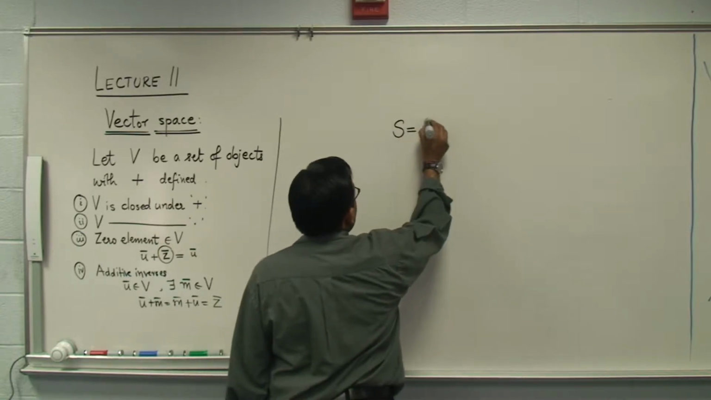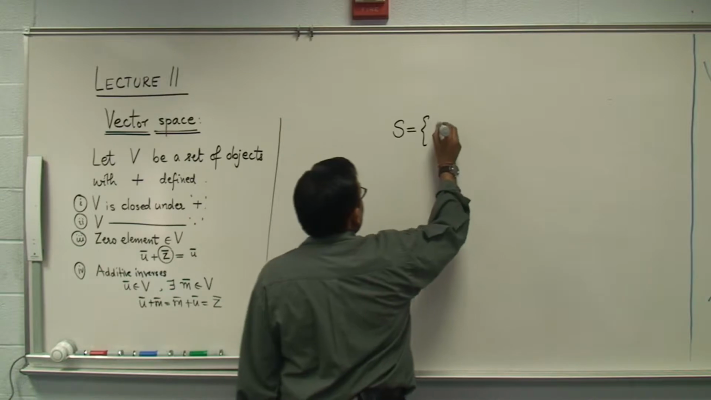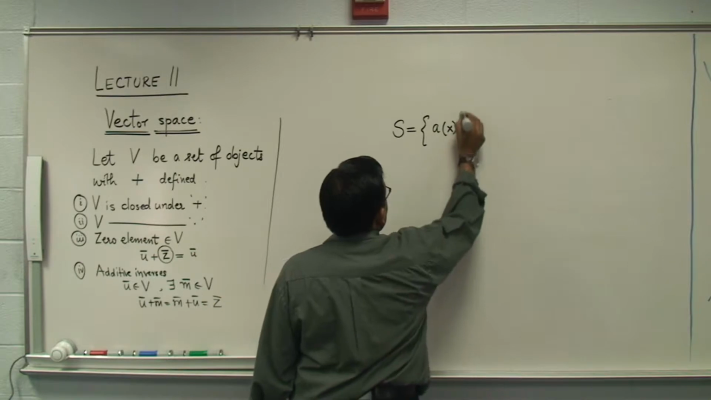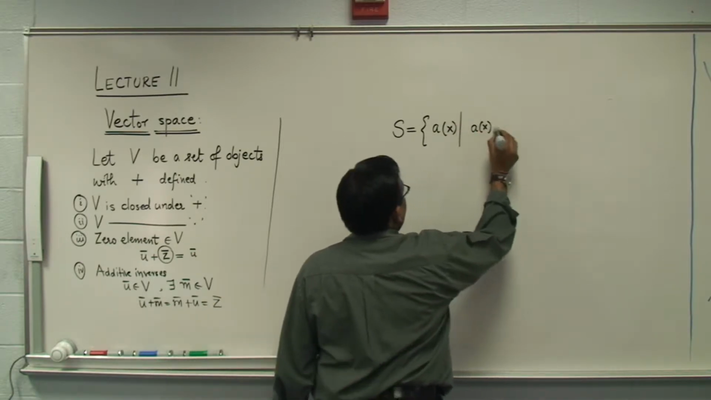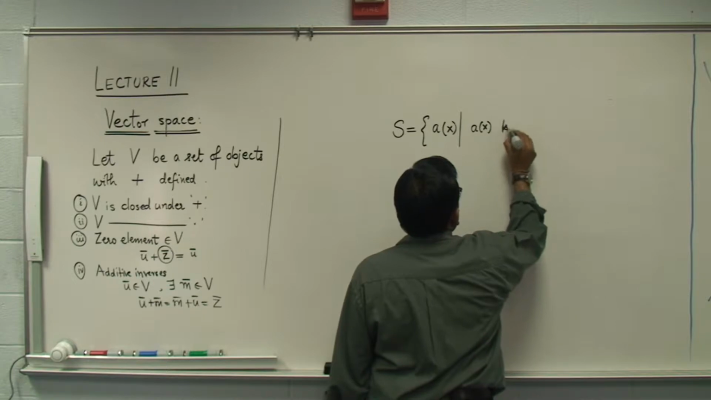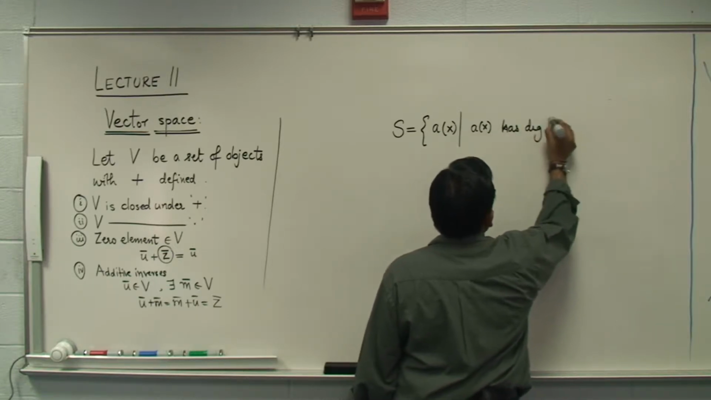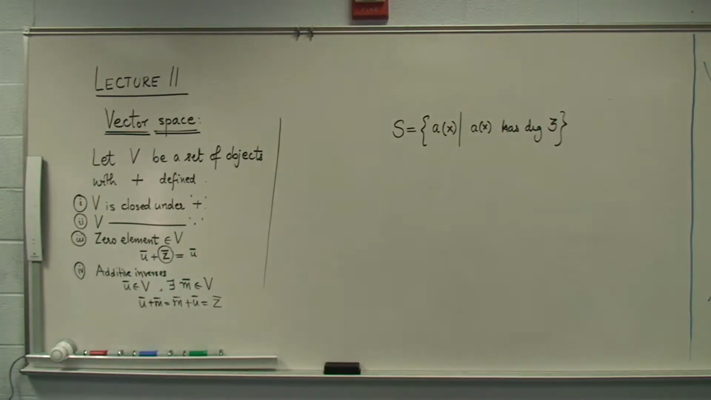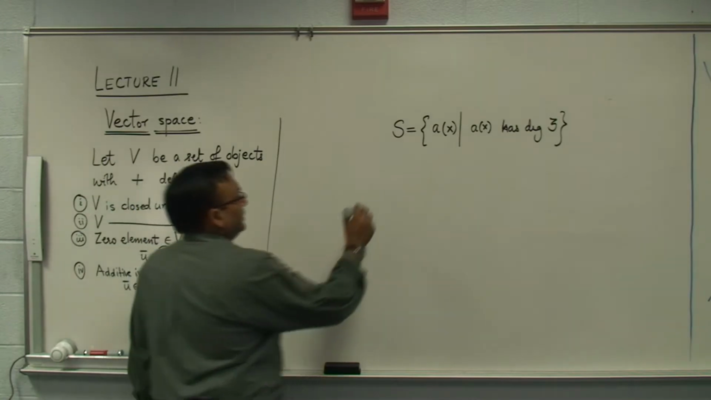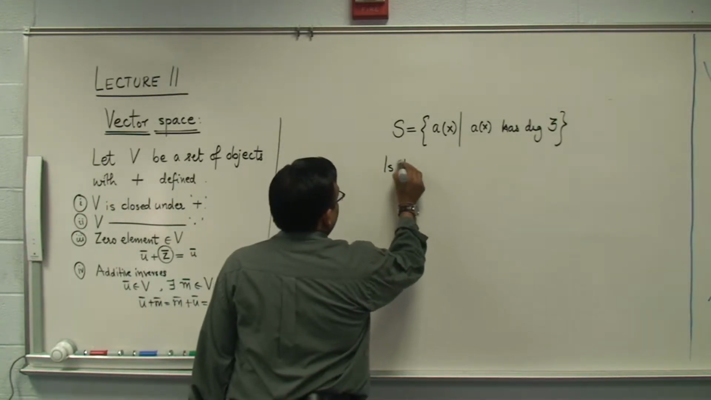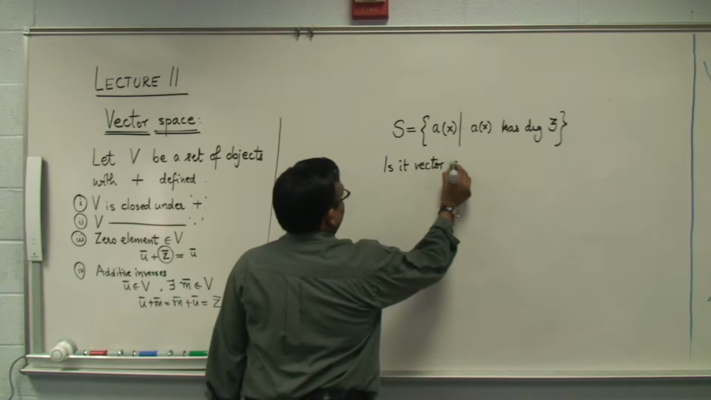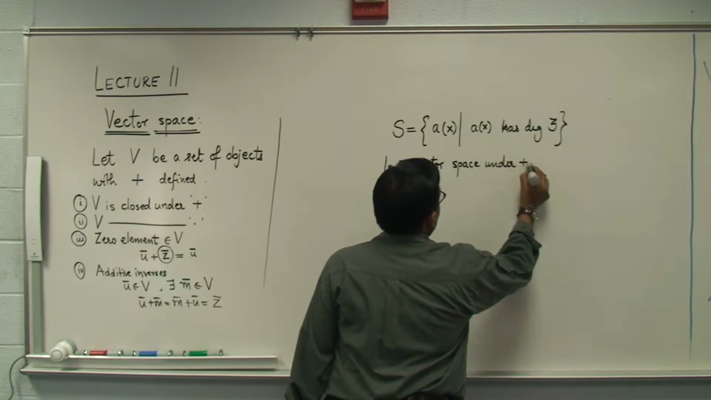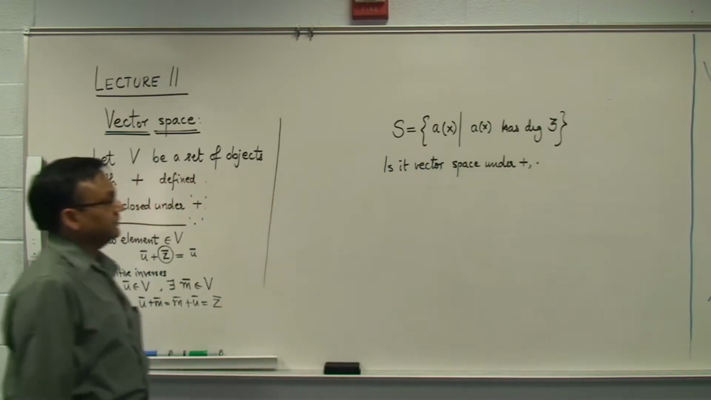Suppose here is my set S. Let us say I define this set S as the polynomials in x of degree 3. So it is the space of all polynomials with degree 3, and the coefficients are real numbers. Is it a vector space under addition and multiplication the way we have defined it?